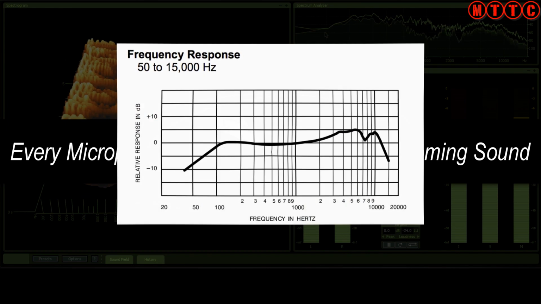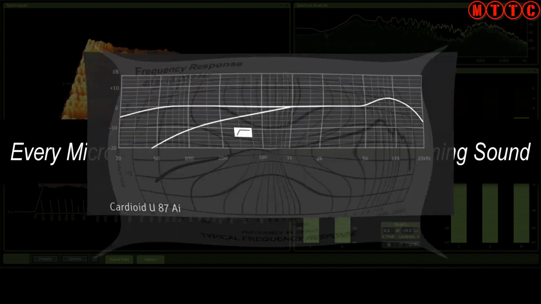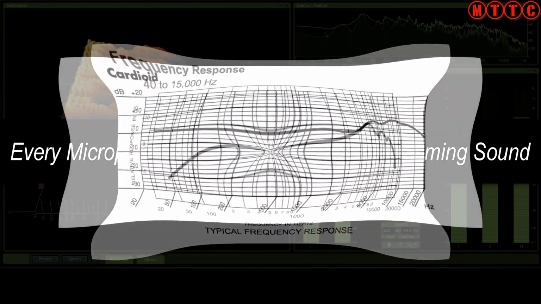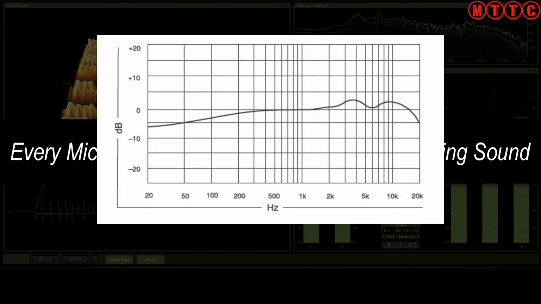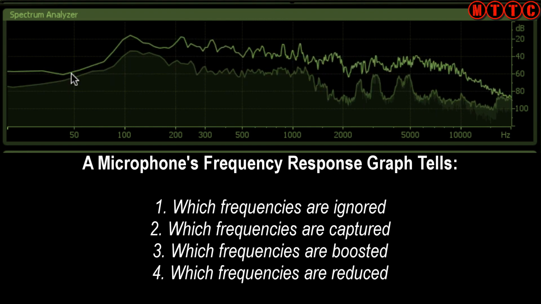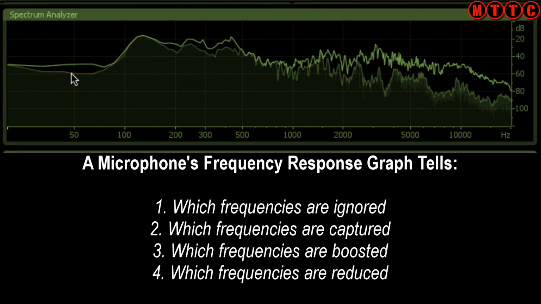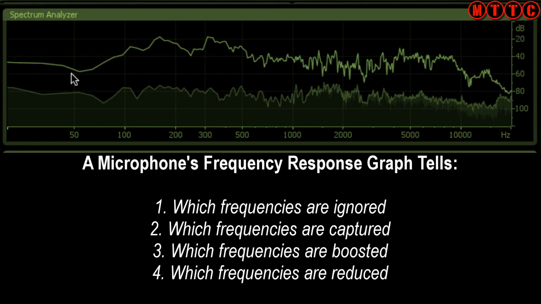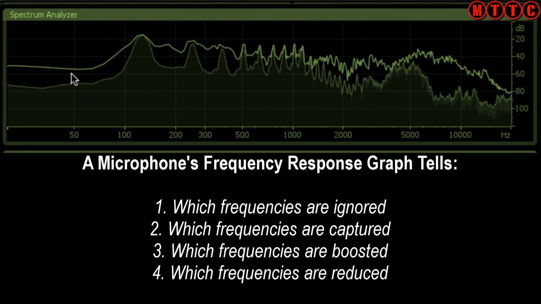Now, the frequency response signature, curve, or pattern for each microphone will essentially tell you this information: which frequencies are ignored, which frequencies are captured, which frequencies are boosted, and which frequencies are reduced.